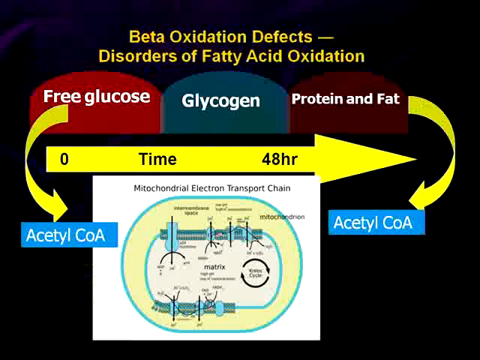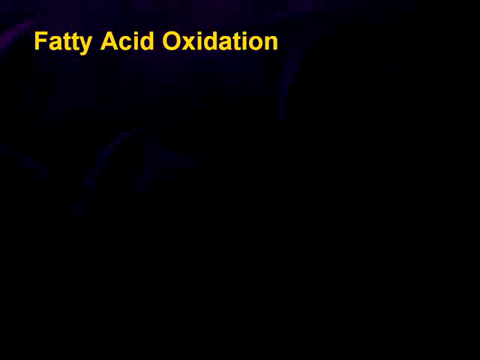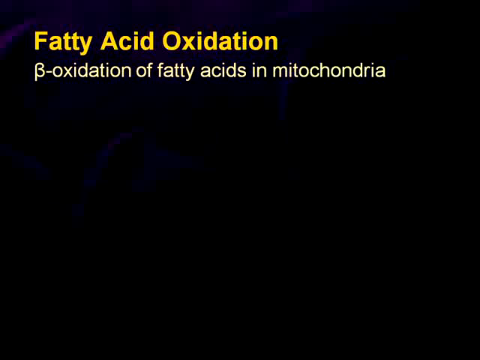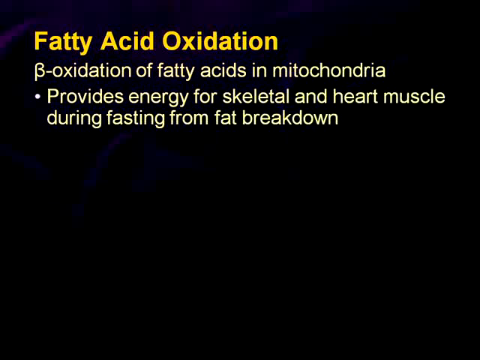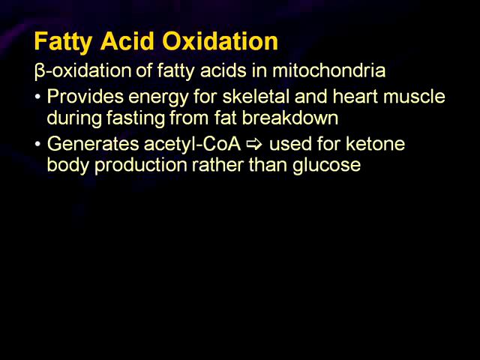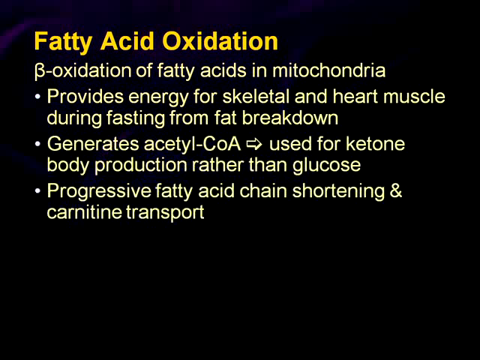All right, so we're going to do fats first, fatty acid oxidation. So beta oxidation of fatty acids occurs in the mitochondria, and this provides energy for skeletal and heart muscle during fasting from fat breakdown. That's why we all put on our extra layers of fat. You generate acetyl-CoA, and this is used for ketone body production rather than glucose. And you get progressive fatty acid chain shortening, and carnitine transport are both important in these disorders.